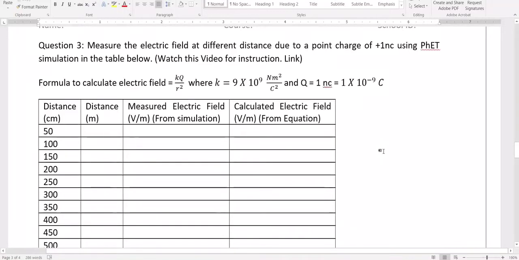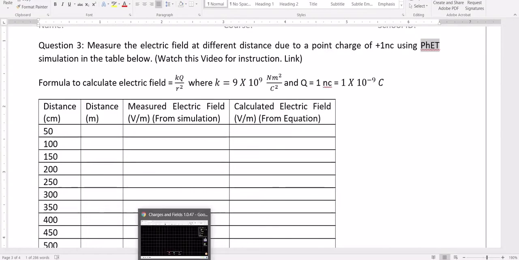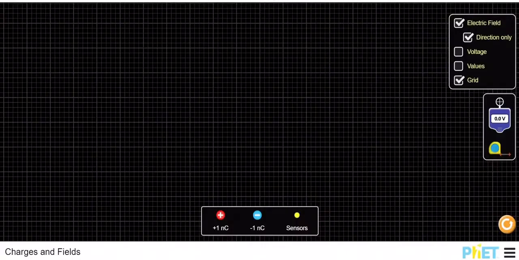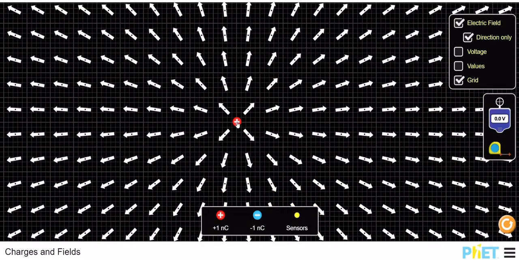In this video, I'll talk about how to measure the electric field at different distances due to a point charge, which is +1 nanocoulomb. And we're going to do this by using the PhET simulation. Once you open the PhET simulation, this is how you're going to see it. So let's put the +1 nanocoulomb charge here.